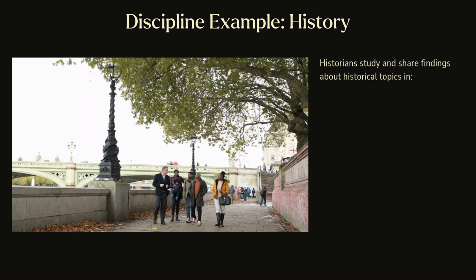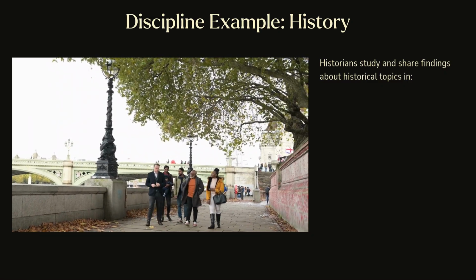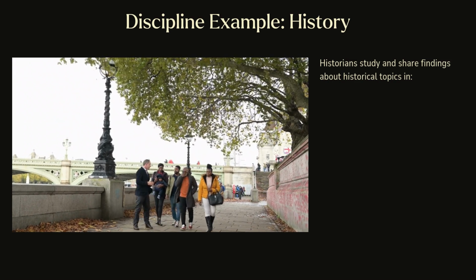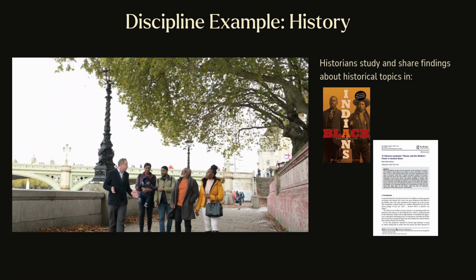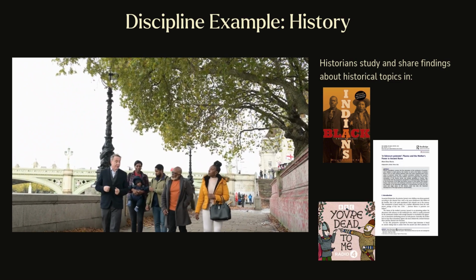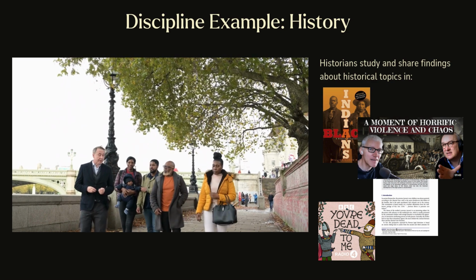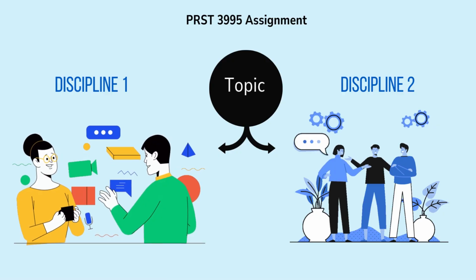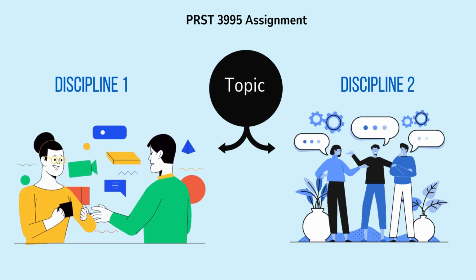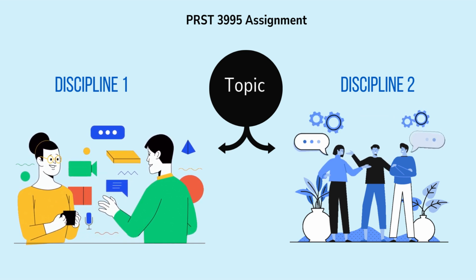For example, the discipline of history has historians who study and write about historical topics and share their findings through books, articles, podcasts, or online videos. With this PRST course, you will eventually need to identify two different disciplines and demonstrate how each has thought and written about the issue or topic you have chosen.